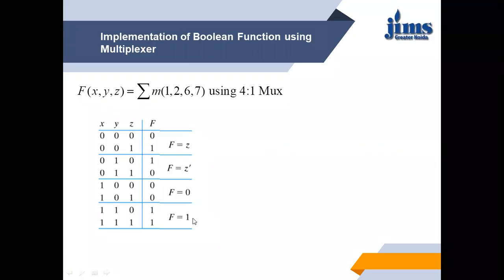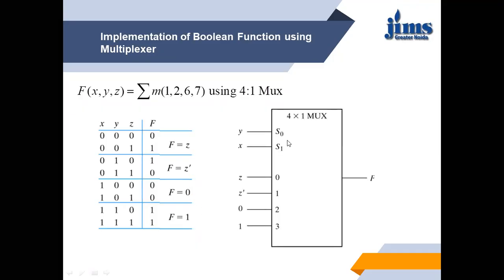Now these are the input lines to be connected to the 4:1 mux: z, z bar, 0 and 1. So we have a 4:1 mux, two select lines x and y, and 4 inputs. The first input will be z, next z bar, next 0, next 1. So these are directly connected to the input lines of the 4:1 mux.